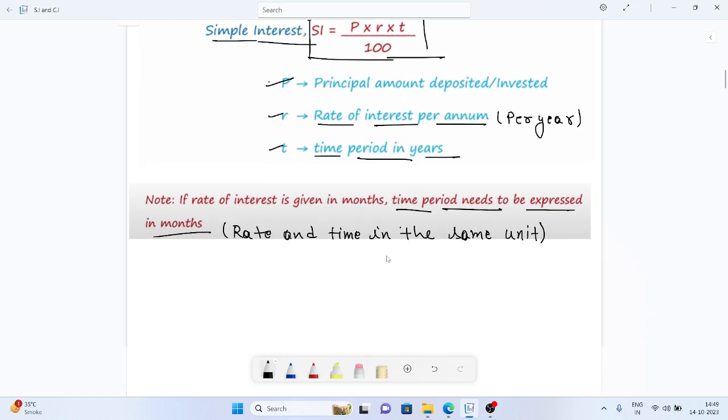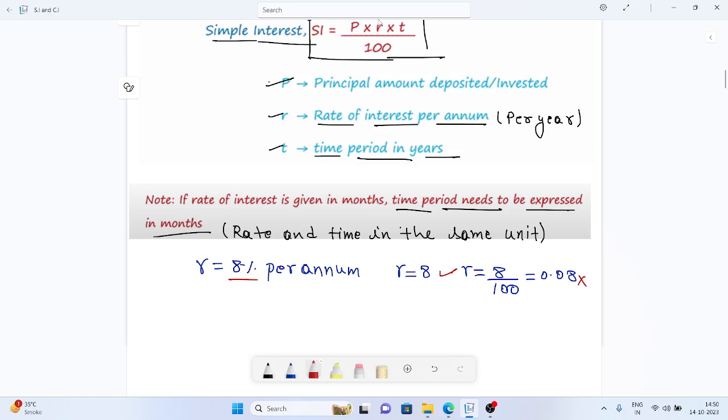Also, one thing here: if the rate is given as 8% per annum, you take the value of R equal to 8, not R equal to 0.08. That is wrong. You have to take R equal to 8 when the rate is given as 8% per annum, because in the formula the rate is already in percent.